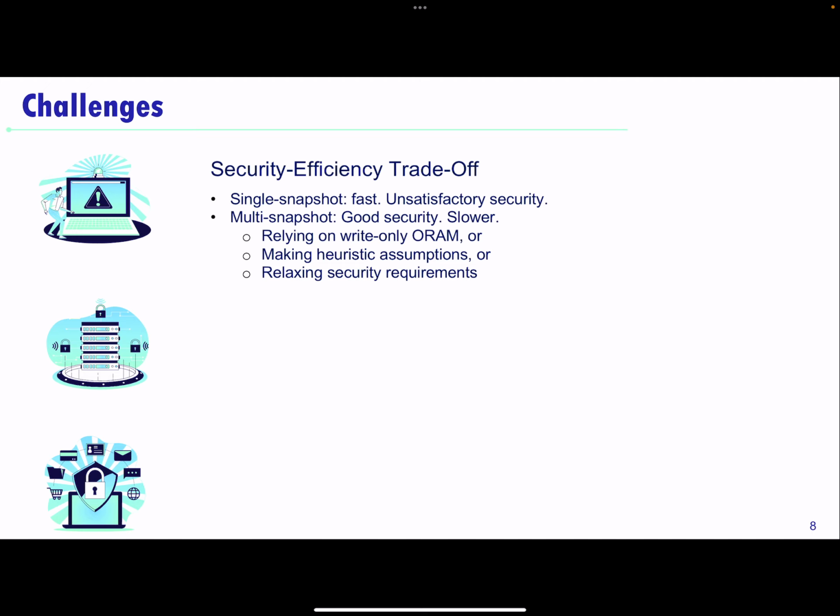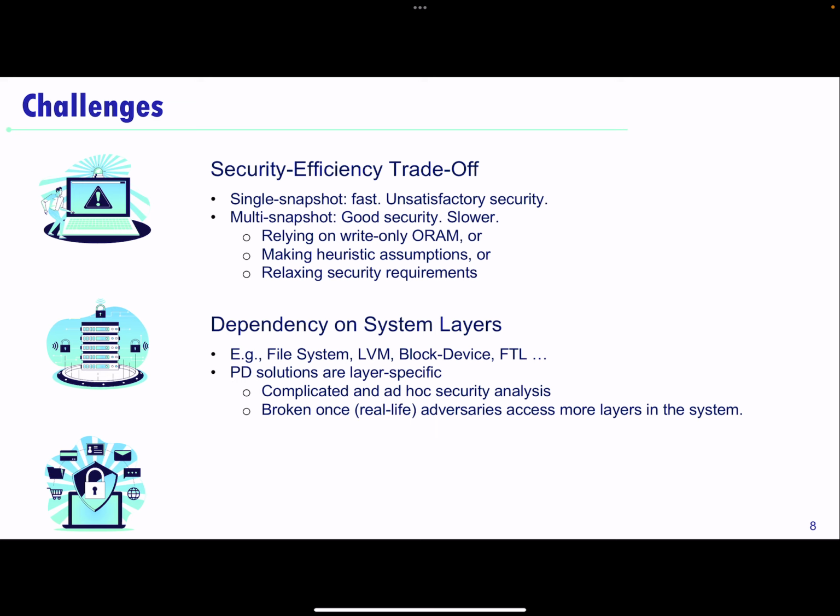It is encrypted, so the adversary cannot see the data, but it could start breaking your plausible deniability mechanisms. If you want to do multi-snapshot, you get better security, but you're much slower. You either rely on write-only ORAM, as you'll see in the paper, or you have to make all kinds of assumptions or relax security requirements. And that's not as good.